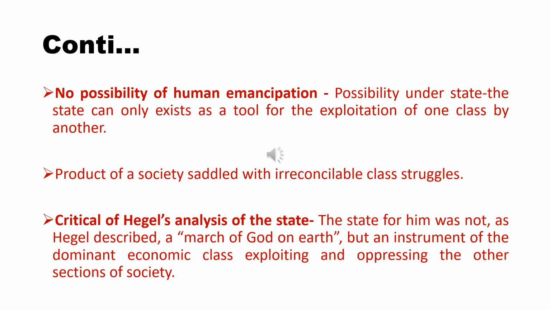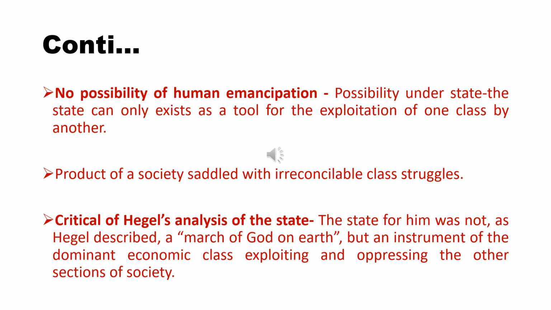The next point we can mention in his theory is the state as a product of society which is irreconcilable; due to class struggle, the idea of the state has taken birth. Next, he criticized Hegel's theory of the state. According to Hegel, the state is nothing else but the march of God on earth, provided by human beings for the betterment of all. Marx criticized this. Marx says it is a wrong notion.